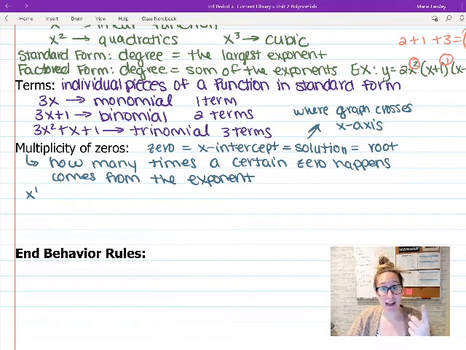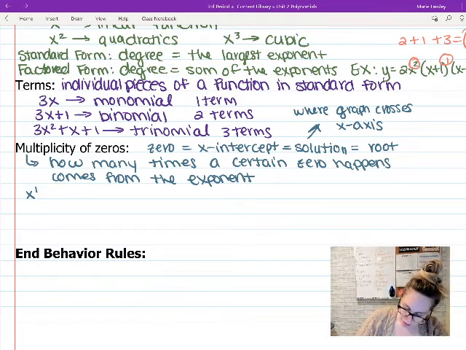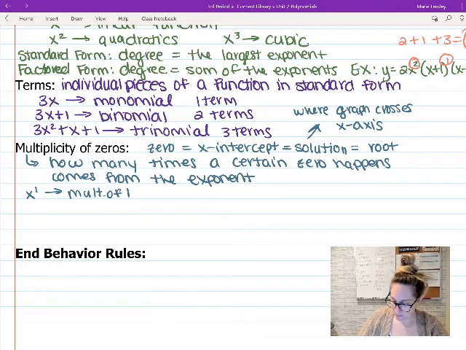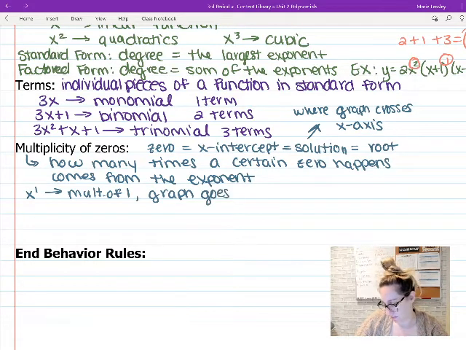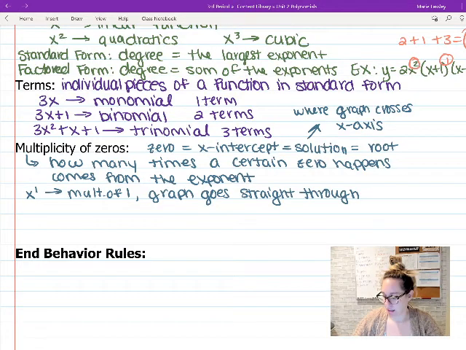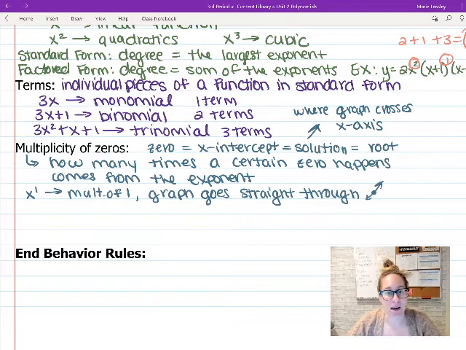Now, graphically, this is going to look like your graph is going straight through that point. So this is multiplicity of 1. Graph goes straight through. Like this. There's the zero. It goes straight through like a line.